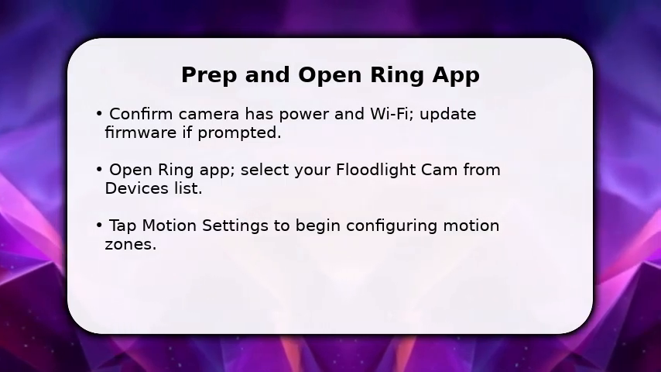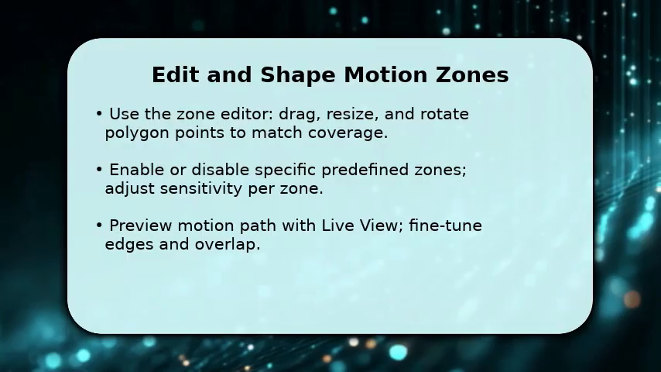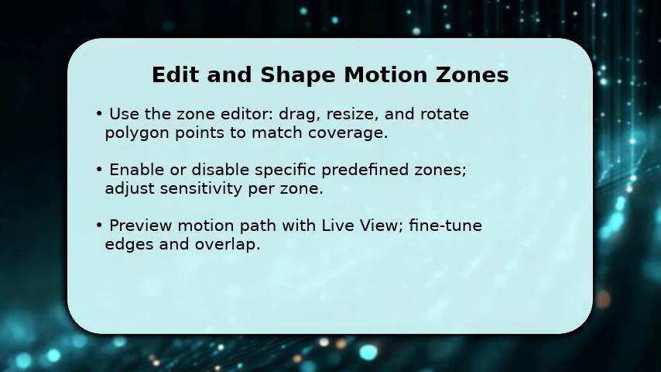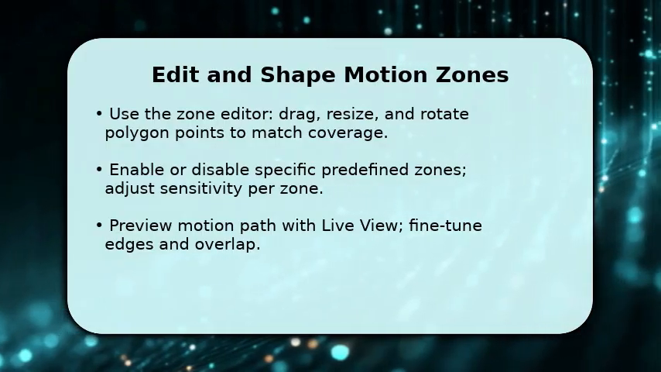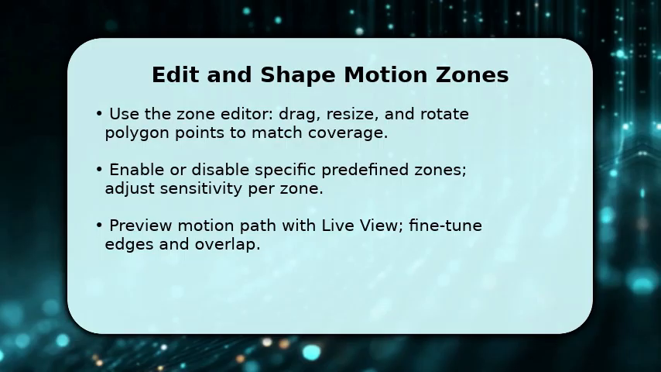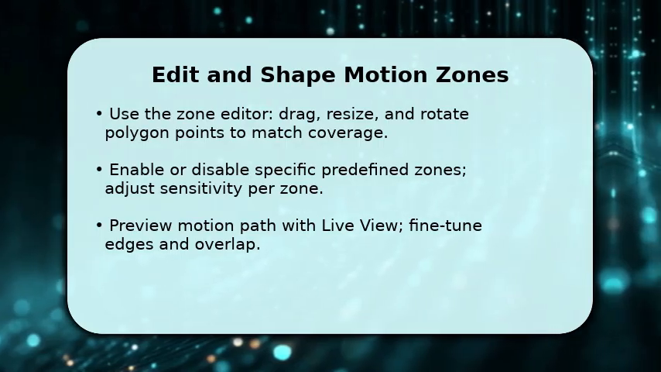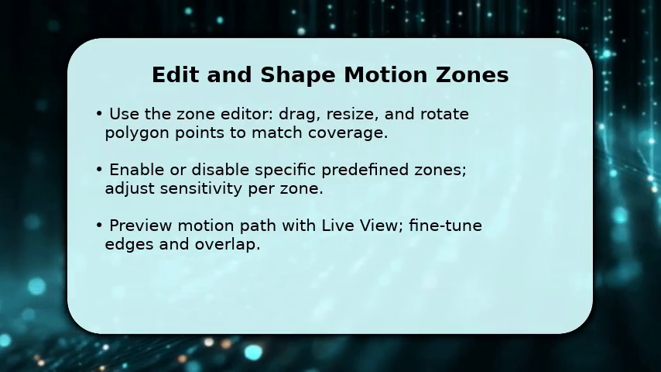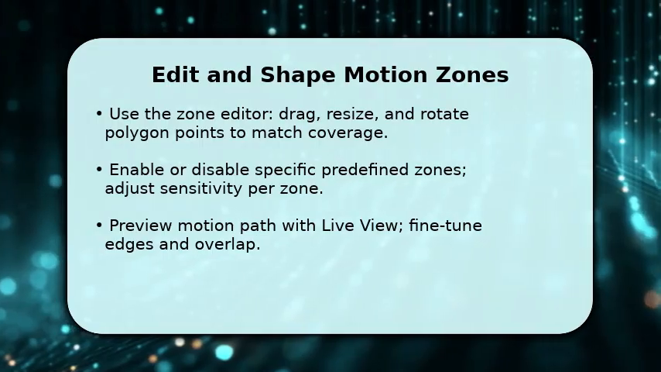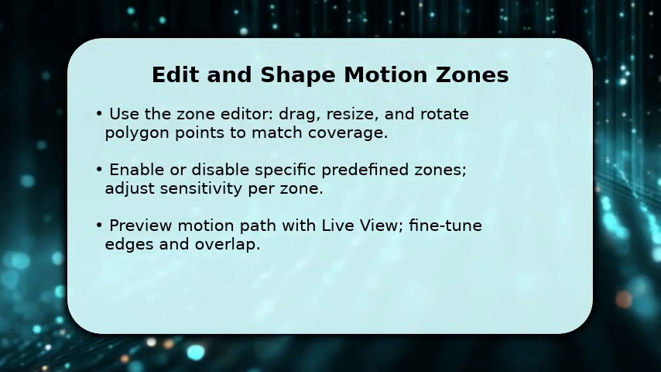Now edit zones using the on-screen polygon handles. Drag corners and edges to trace real-world coverage like walkways or driveways. You can create multiple zones, then enable or disable each one depending on priority. Adjust sensitivity for each zone so small animals don't trigger alerts while people do.